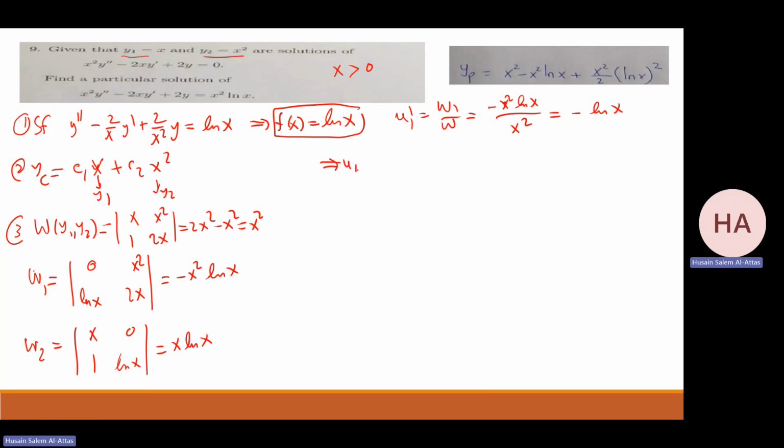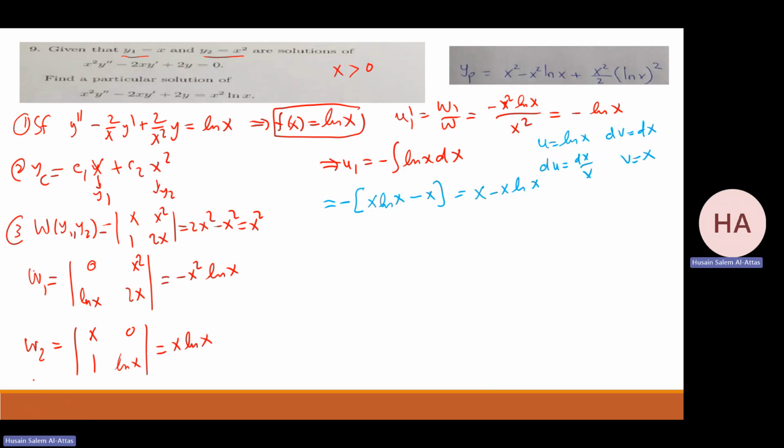So U1 is minus the integral of ln x dx. How to do that? I need integration by parts. Yeah, I need u to be ln x, dv equal dx. So du equal dx over x, and v equal x. So that will be minus, don't forget the minus, times all, make it like this better: x ln x minus the integral of 1, which is minus x. So that gives me what? x minus x ln x. That will be U1.